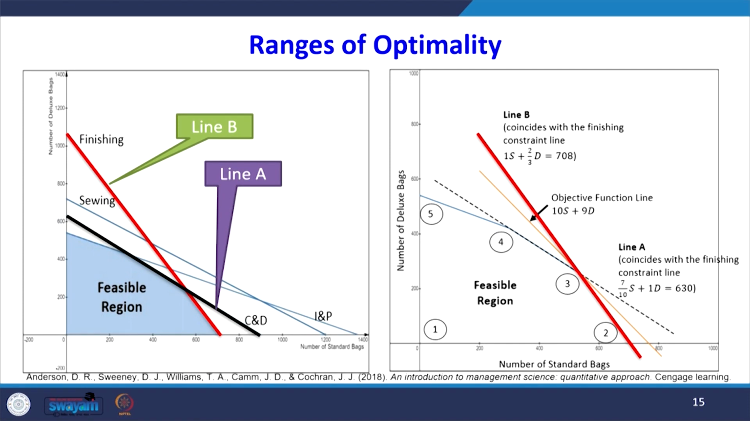So, the range of optimality. We have the objective function, which is mentioned in the orange color, this is 10S plus 90D. As long as the slope of the objective function is between line A and B, that will not affect our result. So, that will provide your range of optimality.